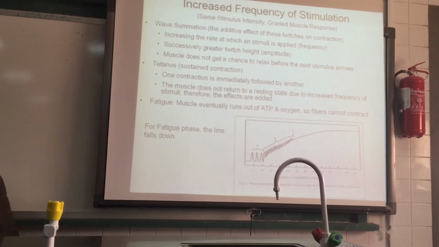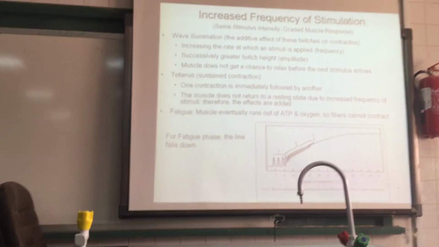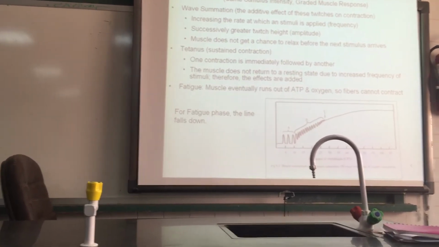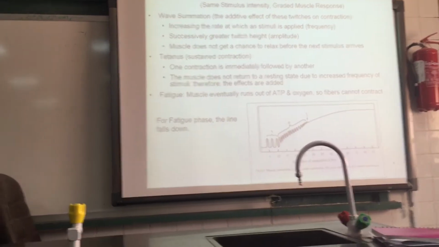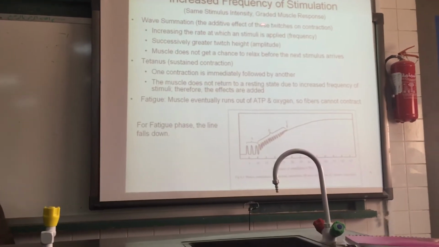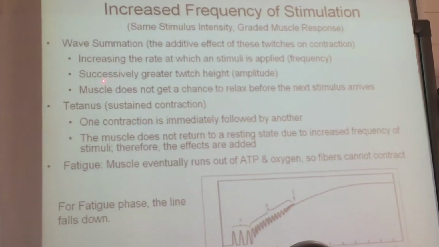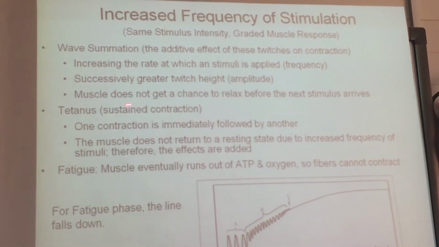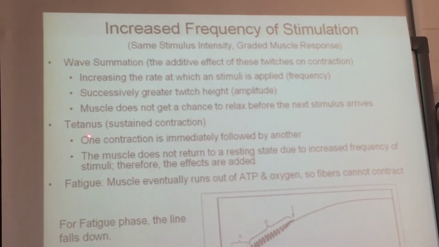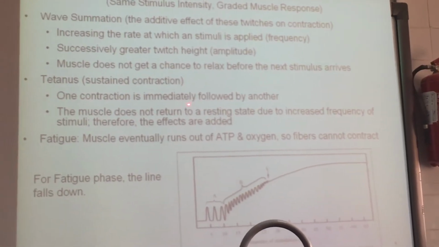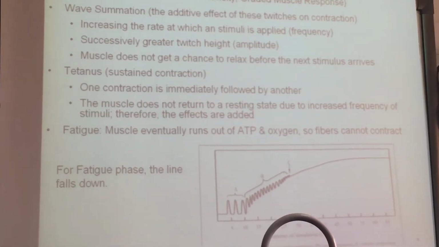It cannot remain contracted because the period of refractoriness in the heart muscle covers the whole of systole. Anyway, initially there is wave summation, like we have seen already. Okay, an additive effect of twitches. Summation means addition. Increasing rate, successively greater height and greater magnitude, the muscle does not get a chance to relax before the next stimulus arrives. Finally going into tetanus, one contraction is immediately followed by another. The muscle does not return to the resting state.